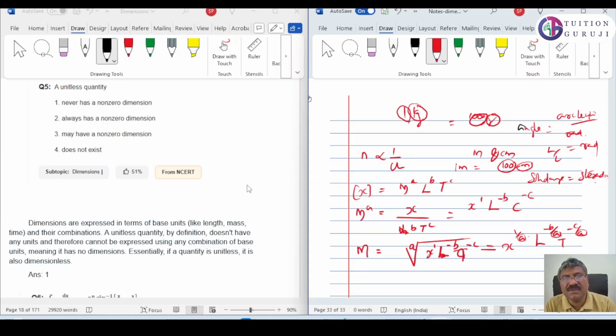So a unitless quantity cannot have a dimension. It never has a non-zero dimension. The dimension will be 0. That means there will not be any dimension at all. It is a dimensionless quantity. So the answer is 1.